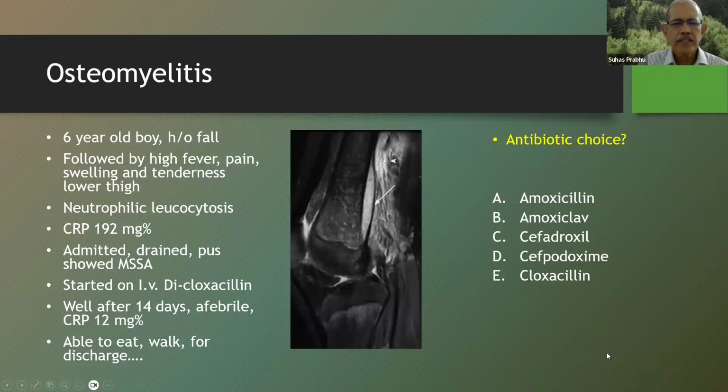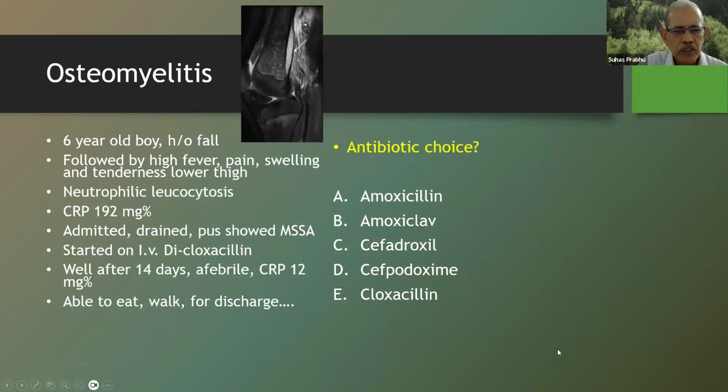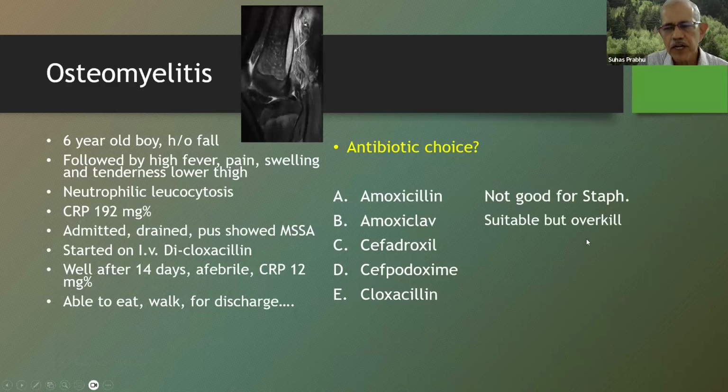Okay, let's analyze. Can we use amoxicillin? The organism is Staph aureus. Methicillin sensitive, but it's Staph aureus. We know that Staph aureus produces penicillinase, and therefore amoxicillin is not going to work. It's not a good drug for Staph. Amoxiclav, yes, good drug for Staph, but again overkill because it's too broad spectrum. It has gram-negative coverage. It has anaerobic coverage. It's going to destroy your gut flora.